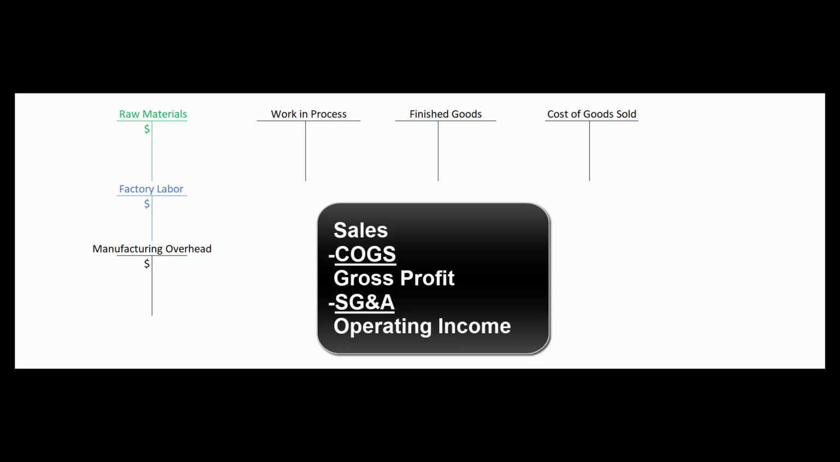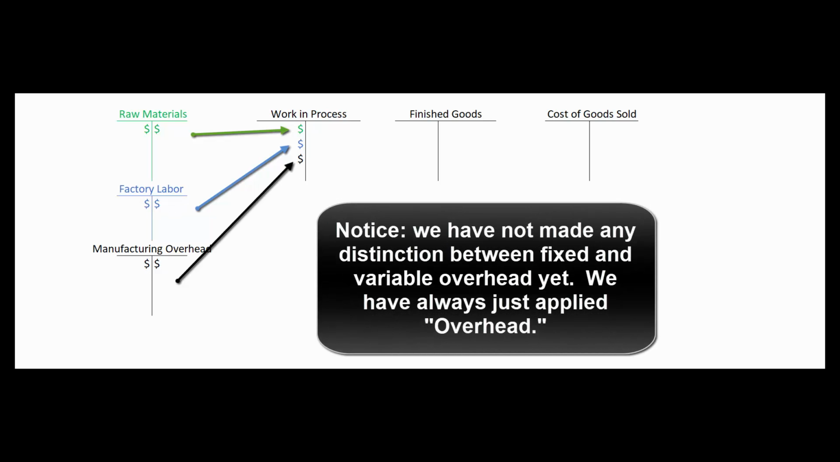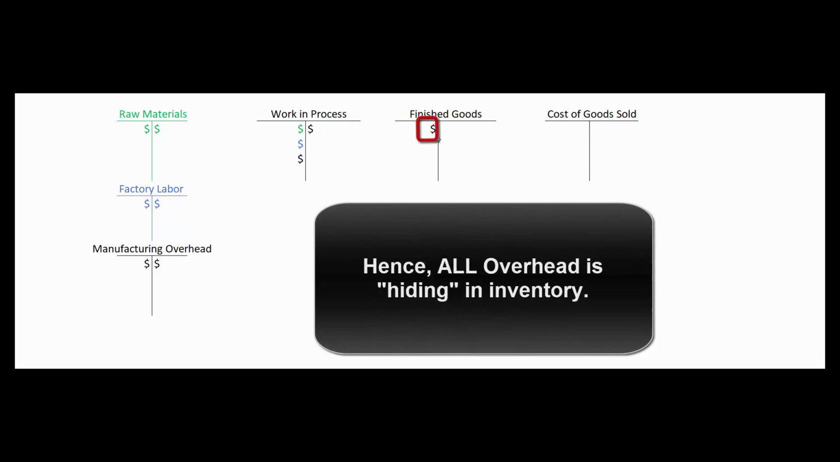So let's see if we can find the problem, the shortcoming of absorption costing without using any numbers. So remember, we take our materials, our labor, and our overhead, and we move them into work in process. In this example, I've used green font for the materials, blue font for the labor, and black font for the overhead. Notice how we made no distinction between fixed overhead and variable overhead. Once the stuff is in work in process, we work on it and we finish it. So now all that overhead, again, whether it was variable or fixed, hangs out here in finished goods and doesn't hit the income statement until we sell the goods.